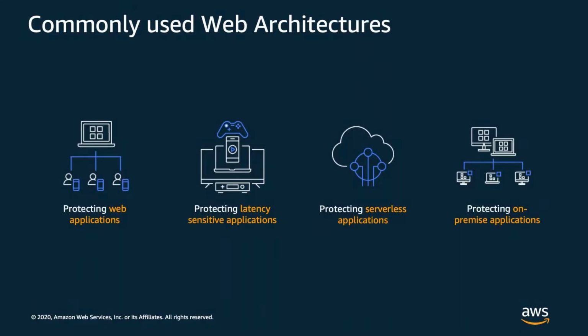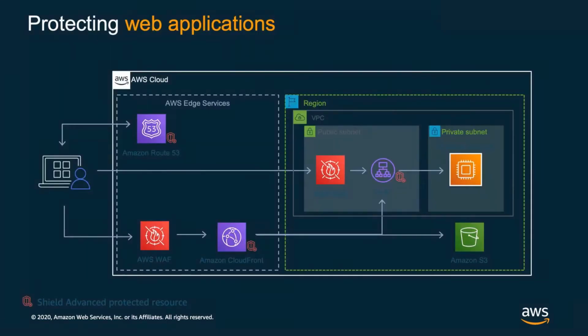So I want to quickly talk about a few different architectures that our customers typically use, and how you can best protect these types of applications against DDoS when you architect. First of all, let's talk a bit about web applications. If you have a web application, it's highly recommended that you use AWS Route 53 and CloudFront in front of your web applications. Like I just said, CloudFront gives you a global footprint for your application, and this will draw attack traffic away from where your real users are landing on your infrastructure.